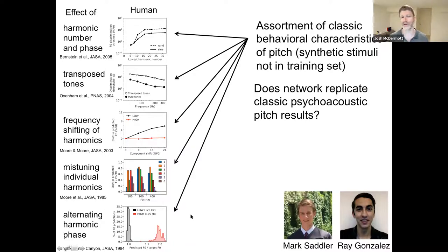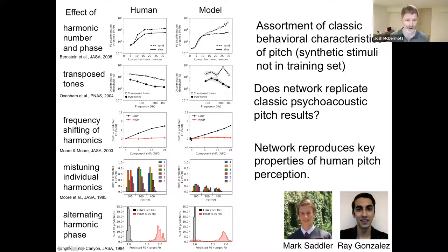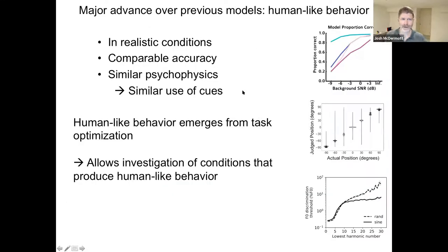They each measure the ability to discriminate or estimate fundamental frequency as a function of some stimulus parameter. And what I'm going to show you now are the results of running the model on the same set of experiments. And hopefully just by eyeballing it, you can tell that qualitatively, in many cases quantitatively, the model reproduces the properties of human pitch perception. So I would argue that this is a pretty significant advance over previous models, and that we're getting human-like behavior. And this is true in realistic conditions with comparable accuracy to what you see in humans. In many cases, we're seeing similar psychophysics across a pretty wide range of experiments, indicating similar use of cues.